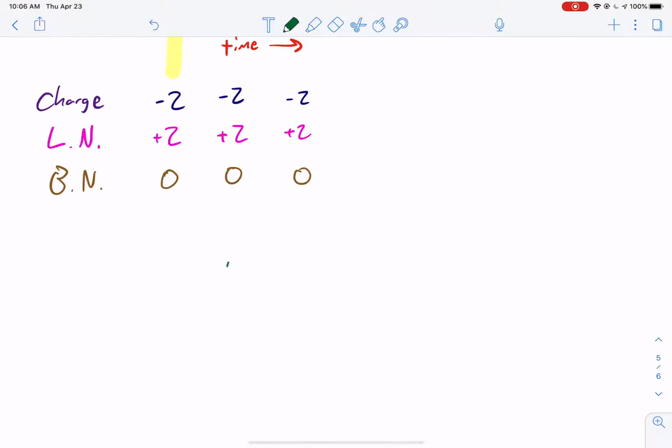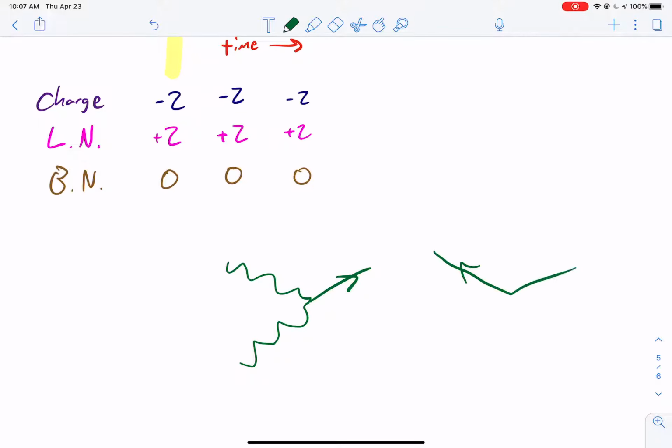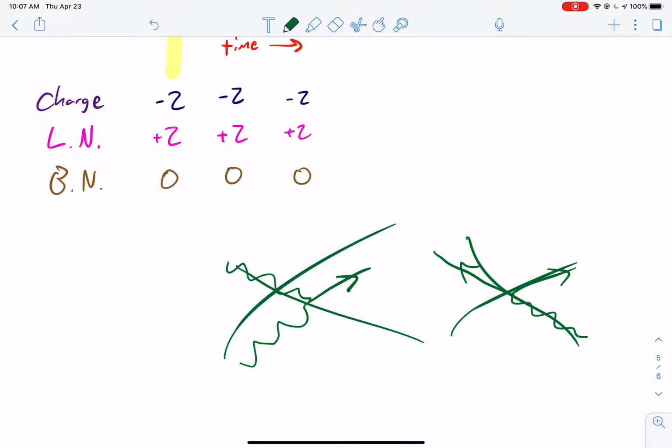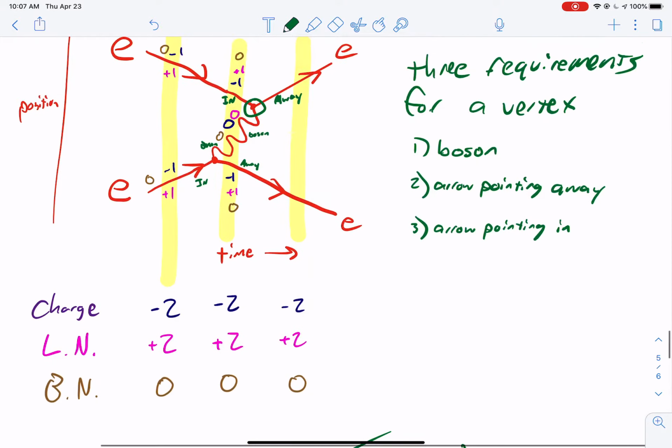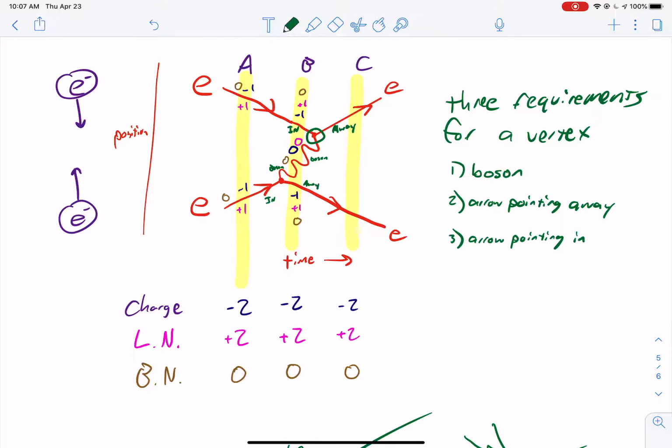What's wrong with this diagram? Right? You cannot have 2 bosons. You must have a boson, an out, and an in. Can't work. We have a situation like this. Again, you must have an out, an in, and a boson. Here we have 2 outs. Can't do that. Wrong. Can't do it. These are the requirements for a Feynman diagram.